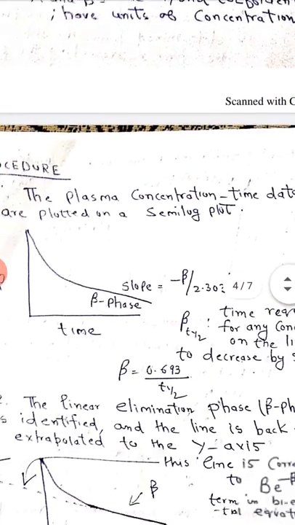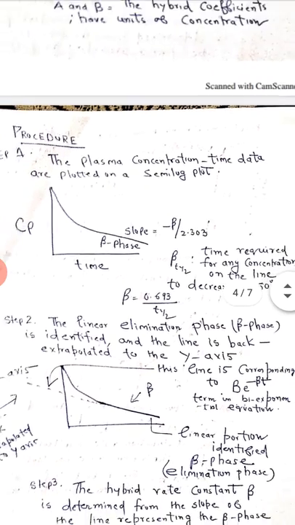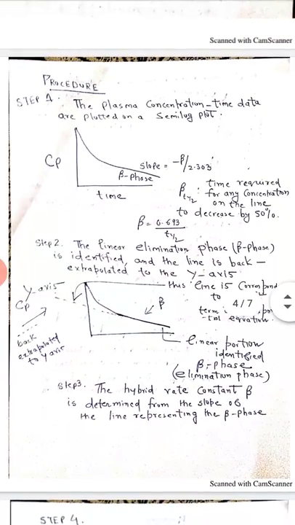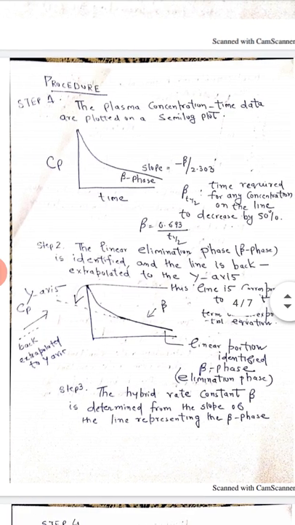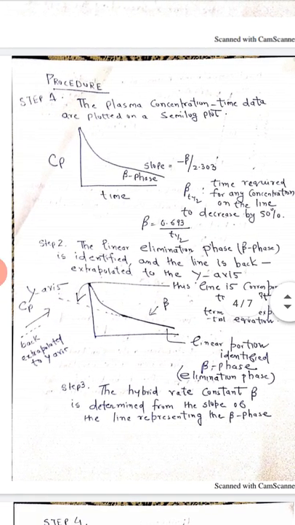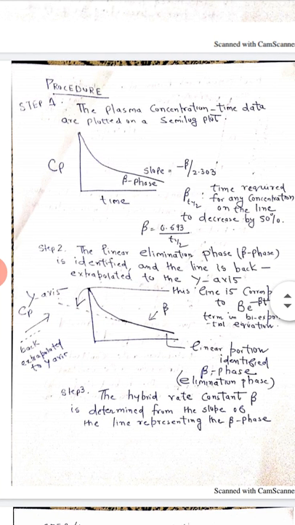Now we'll move ahead and see the procedure. Now we will understand the procedure to calculate alpha. There are various steps, so we'll go stepwise. Let us see step 1. You can see on the screen step A. What is step A?